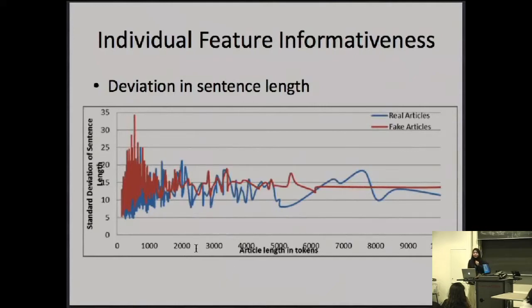We also thought about the deviation in sentence length. We also noticed that the fake articles had sentences of various lengths, and the real articles had pretty much the same distribution. We thought it's a matter of style, and so we thought that this would be a useful feature.